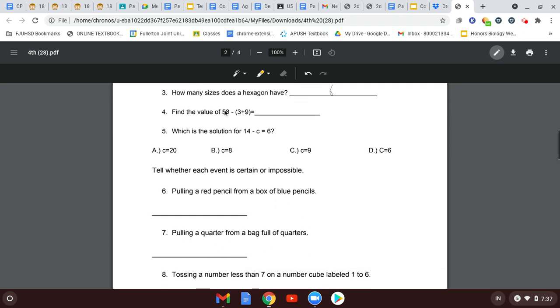This is simple parentheses. Okay, so this one's kind of hard. Actually, we could do 14 minus c equals 6. So we could subtract 6 from both sides. So 14 minus 6 is 8. So 8 minus c equals 0. Now what we could do from here is add the c to both sides. So this will cancel out. So it would be c equals 8. Got it.